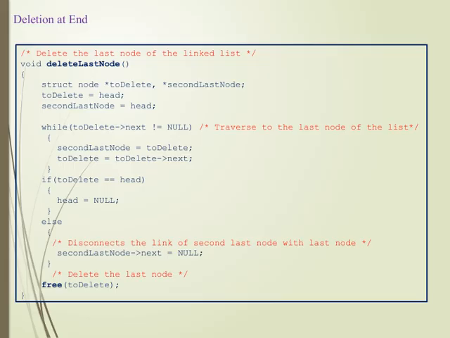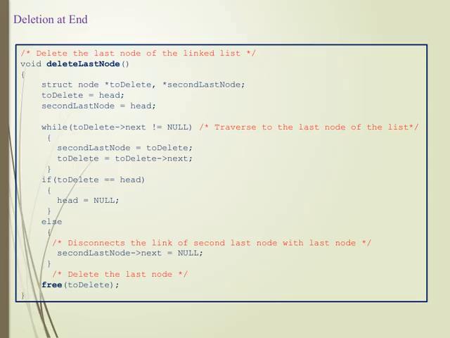During traversal, second last node trails behind to keep track of the node right before the last one. We do this using a while loop that continues until toDelete's next pointer is null, indicating we've reached the end. Once we're at the last node, we check if toDelete is the head itself.